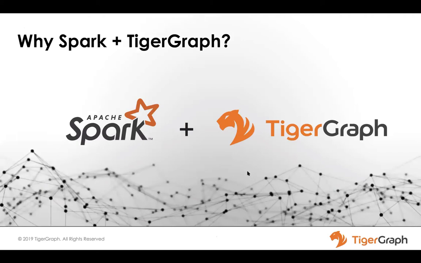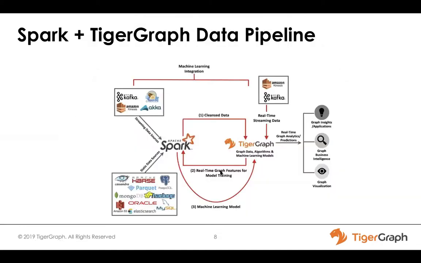All right, so why Spark and TigerGraph? In many enterprises, you're using Spark in your ETL process as well as your machine learning process. And we think it's a powerful combination, combining two MPP and distributed computing systems. So let's look at the typical Spark and TigerGraph data pipeline. Normally, streaming data and static data sources import into Spark, and Spark can cleanse the data. That's step one, and feeding into TigerGraph.